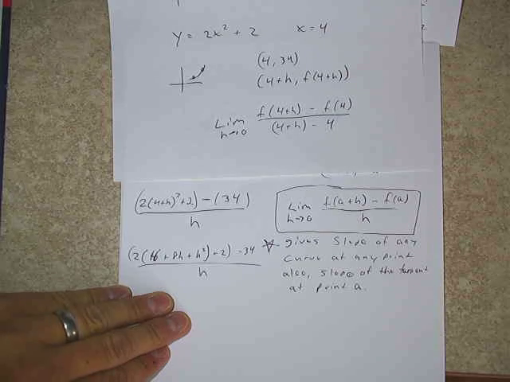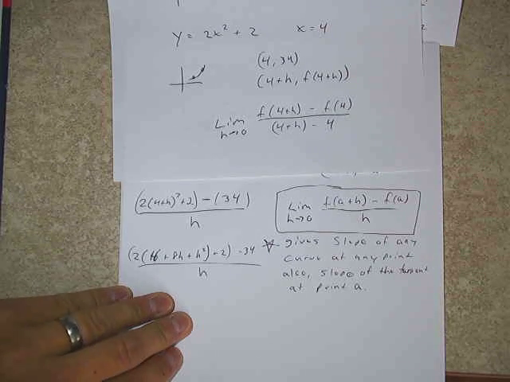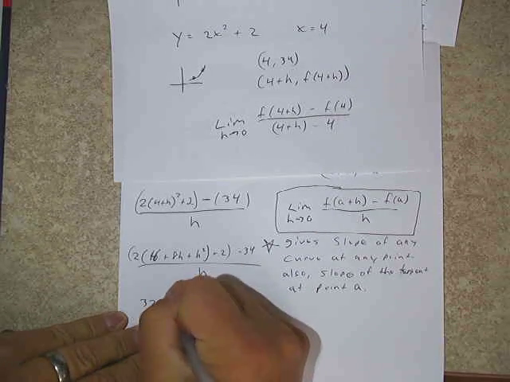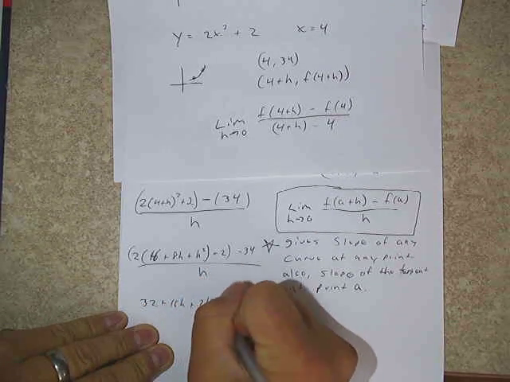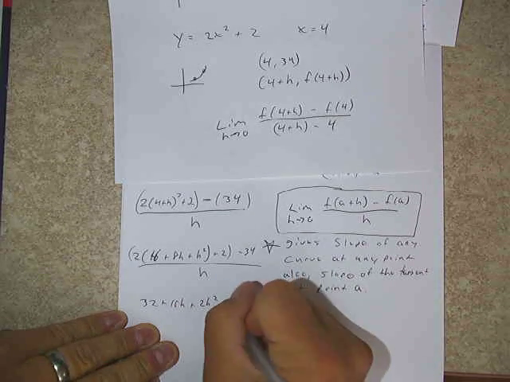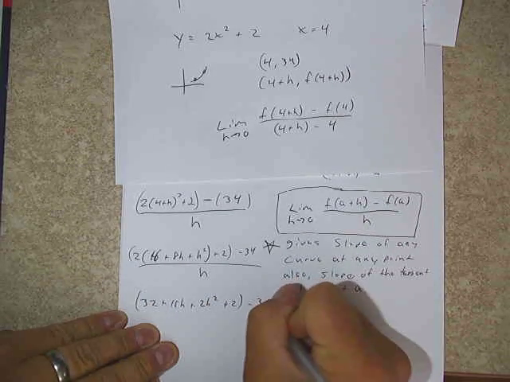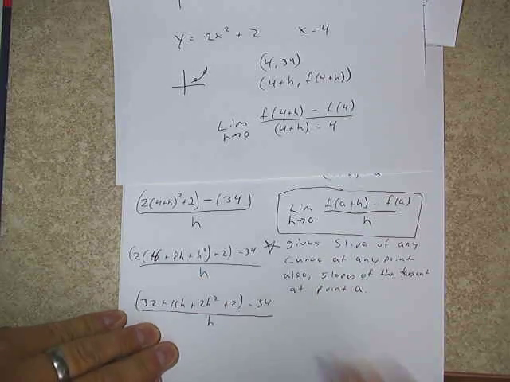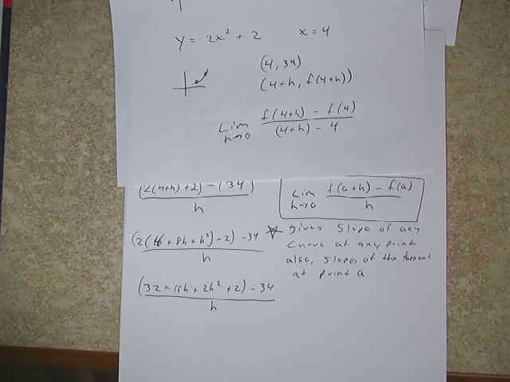So again, we're putting 4 plus h into that function. Okay. And once we do that, now we can just do the algebra that it takes to expand this. So if we do 2 times 4 plus h all squared, 4 squared is 16, that is 16 plus 8h plus h squared, plus 2. Still have that plus 2 out there, minus 34 out here still, all over h.